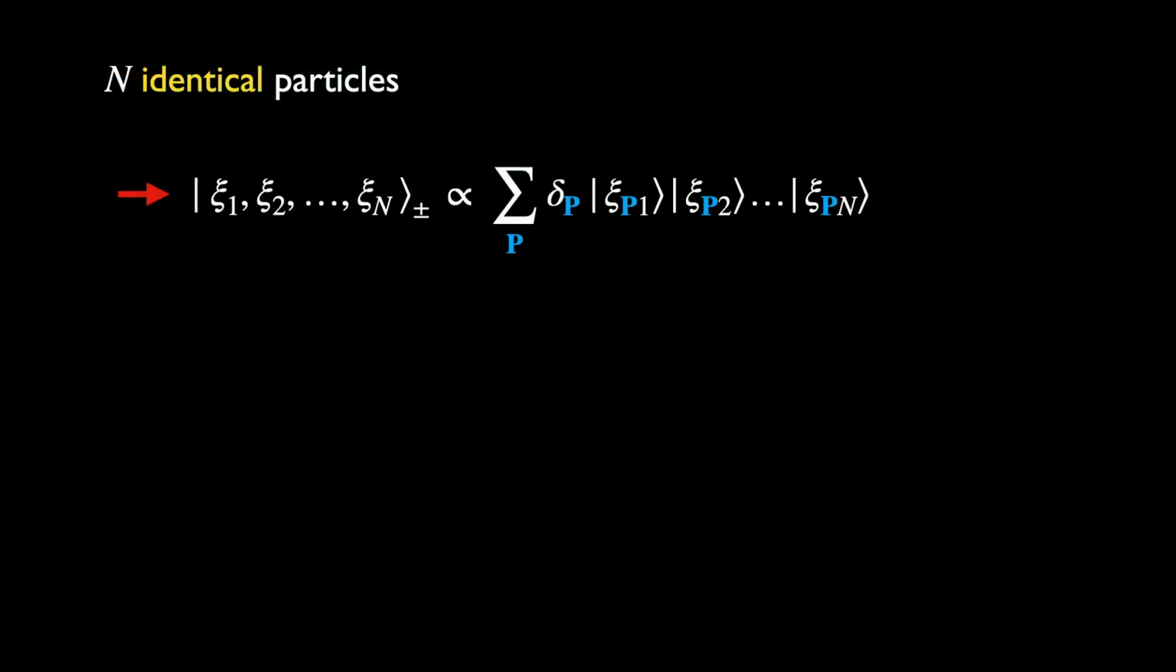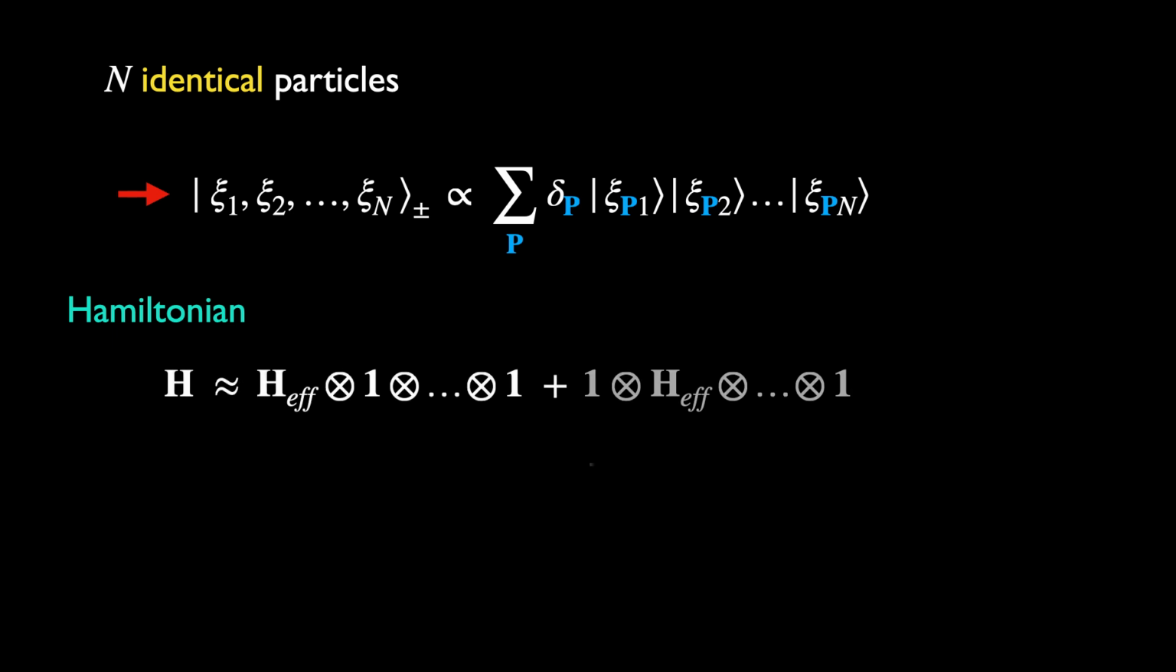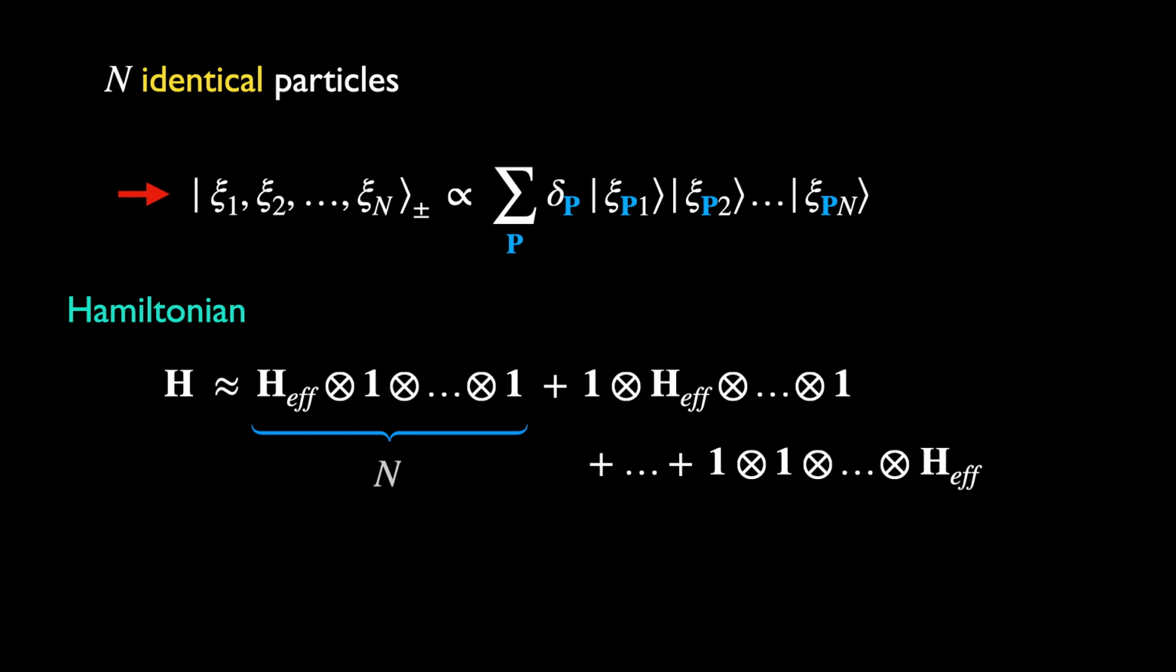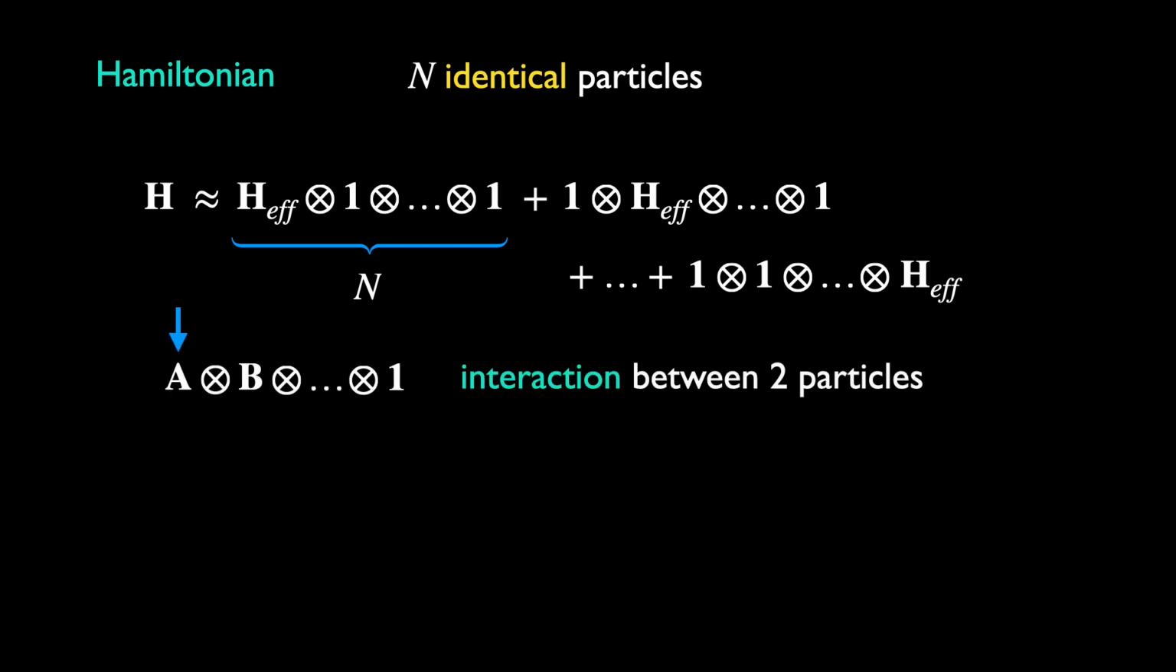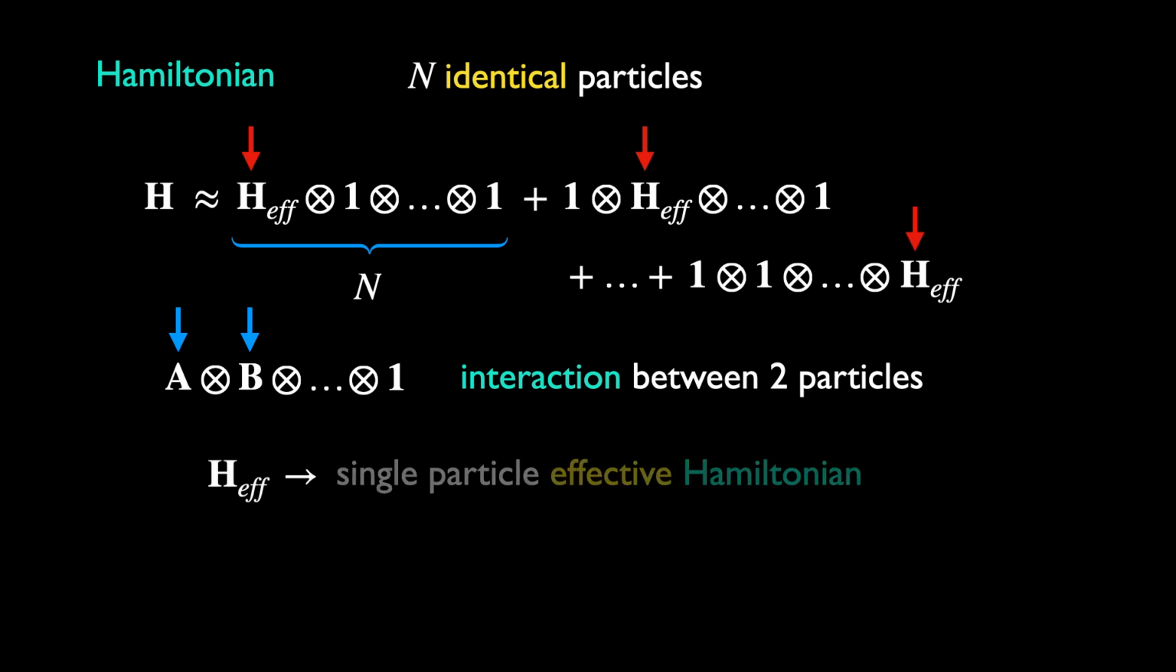Let's go back to the earlier construction of the state of n identical particles out of single particle states. These states are particularly useful if the Hamiltonian of the system can be approximated by the following form, which acts on each individual particle separately. Terms like this one, which couples together two particles, are missing. A and B are two non-trivial operators. Each particle just experiences the action of some single particle effective Hamiltonian.